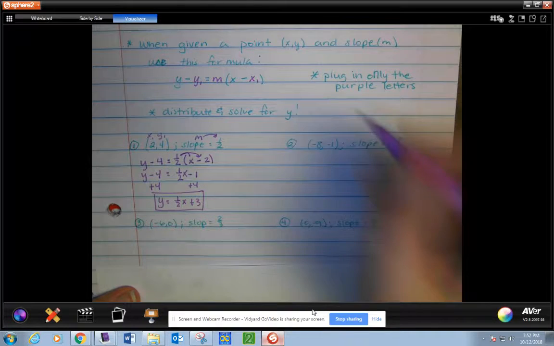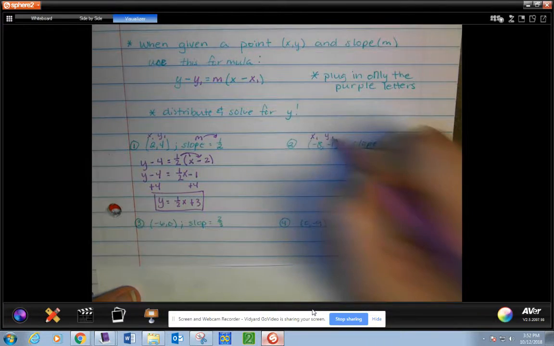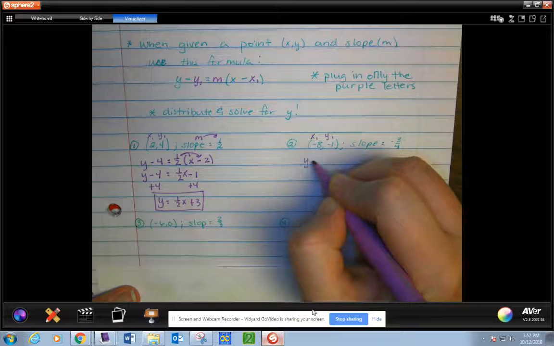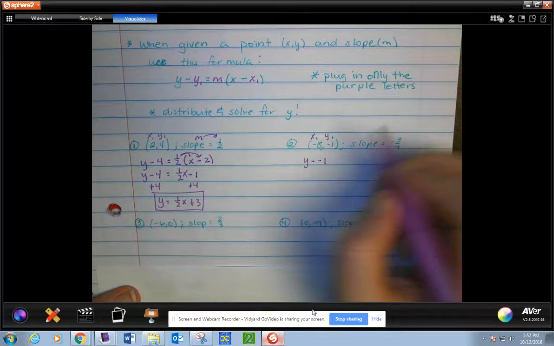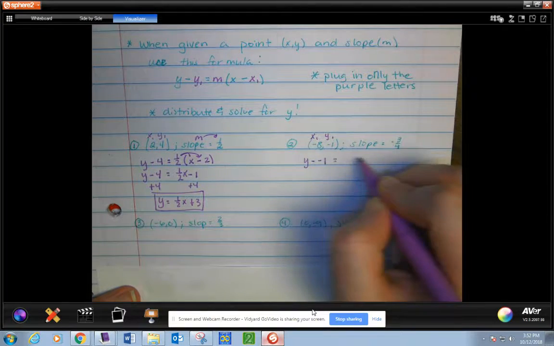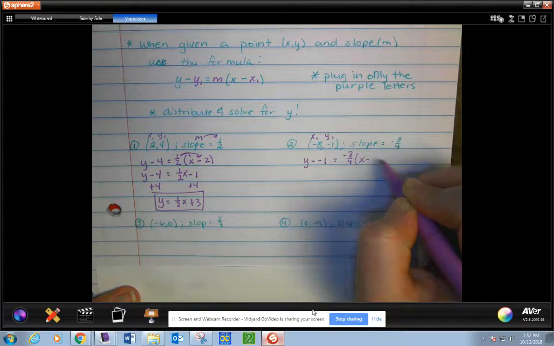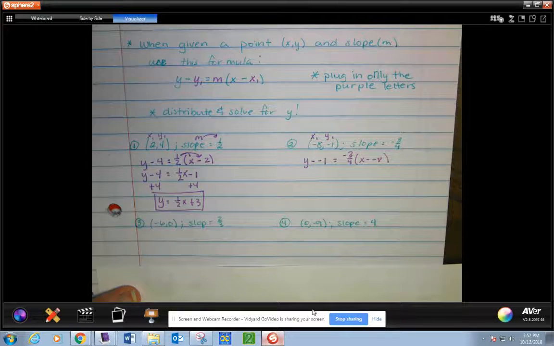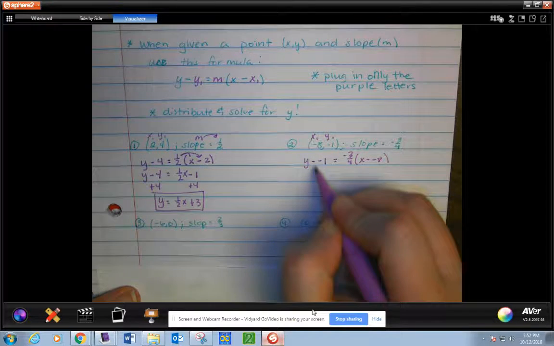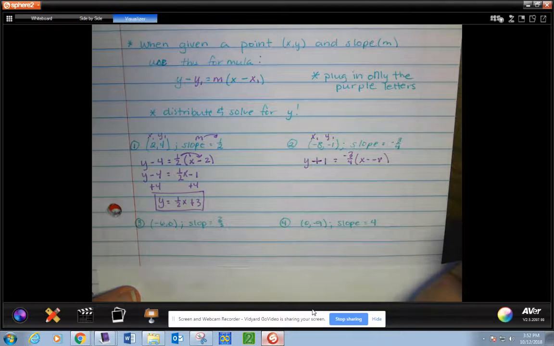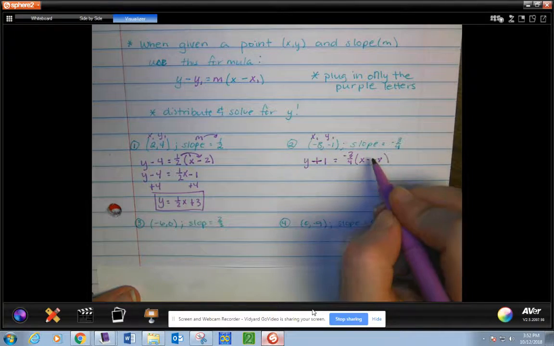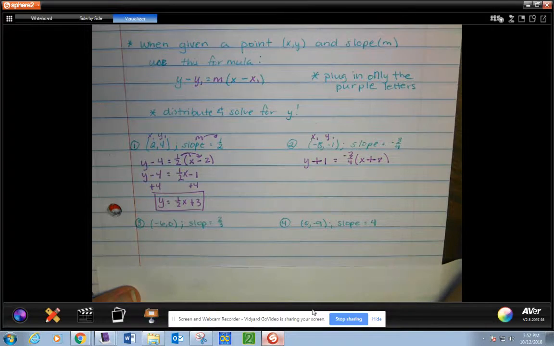Okay, for the second example, I've got x1, y1. I'm going to plug in y minus -1 because I'm plugging in y1 equals, my slope is -3/4, open parentheses, x minus, and my x1 is -8. Now, when you're solving these problems, you cannot have a double negative. So since these two minuses are right next to each other, I'm going to connect them by making it a big plus sign. And I'll do the same thing over here and connect and make a big plus sign.